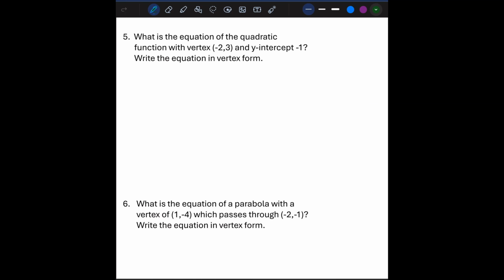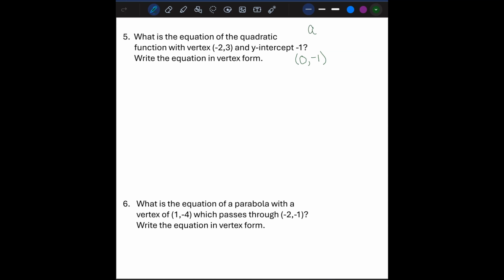So this goes from negative infinity all the way up to negative 5, and there we are included. What is the equation of the quadratic function with vertex negative 2, 3, and y-intercept negative 1? Well, if I have a y-intercept, that means the x value is 0. So the point at the y-intercept would be 0, negative 1. We're supposed to write this in vertex form.